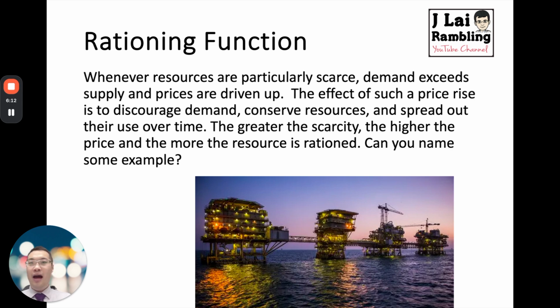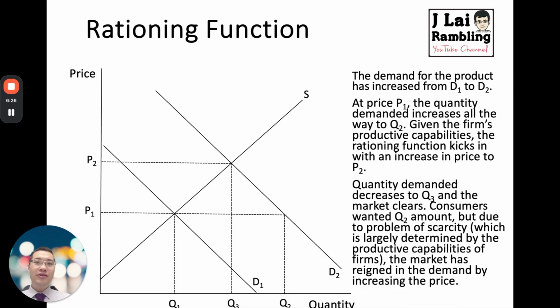Diamonds, okay, clean water, in maybe perhaps developing countries, precious minerals, rare earth, okay, those might be examples that you might be thinking about. Let's look at this in terms of the graphics. Look at here, same story. Demand has increased from D1 to D2 because people now like more chocolates. At price P1, okay, the quantity demanded increases all the way up to Q2. Now, given the firm's productive capabilities, the rationing function kicks in with an increase in the price to P2.